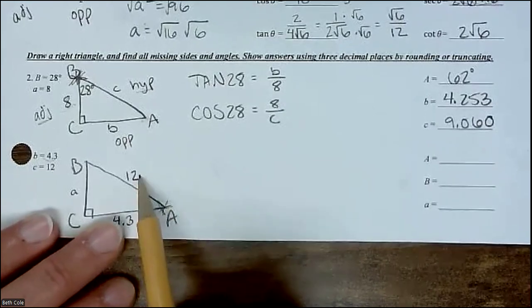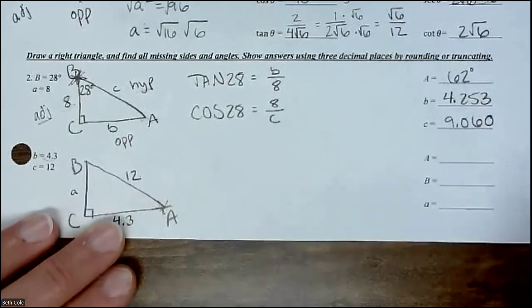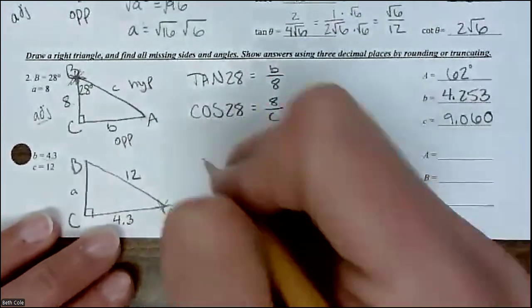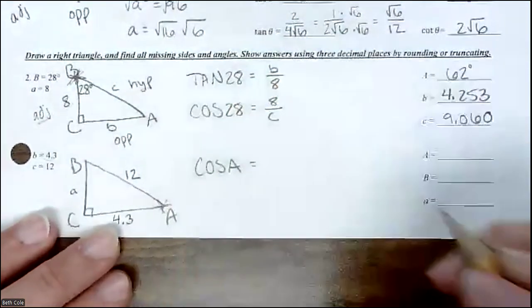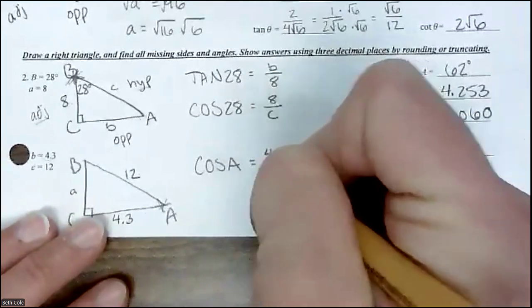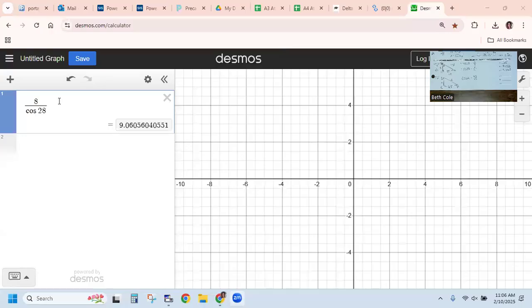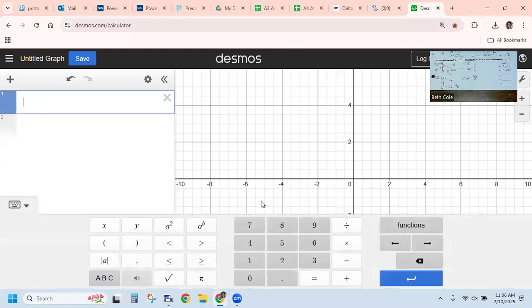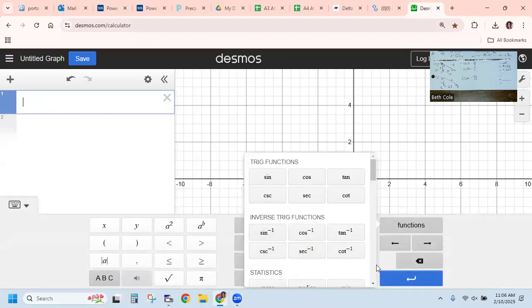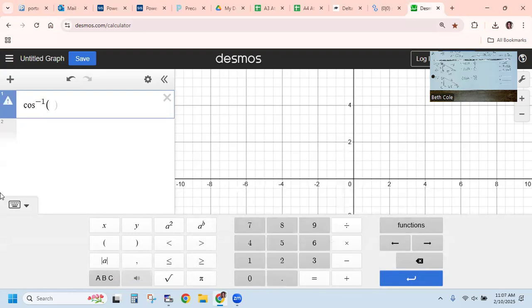Adjacent, good. And then this is hypotenuse. So sine, cosine, or tangent? Cosine of A equals 4.3 over 12. Because we're looking for the angle, does anyone remember how to type that one? Yeah, inverse. And where do I go to get that? Yeah, functions, and they're right there. We want cosine inverse, the little -1, of 4.3 divided by 12.